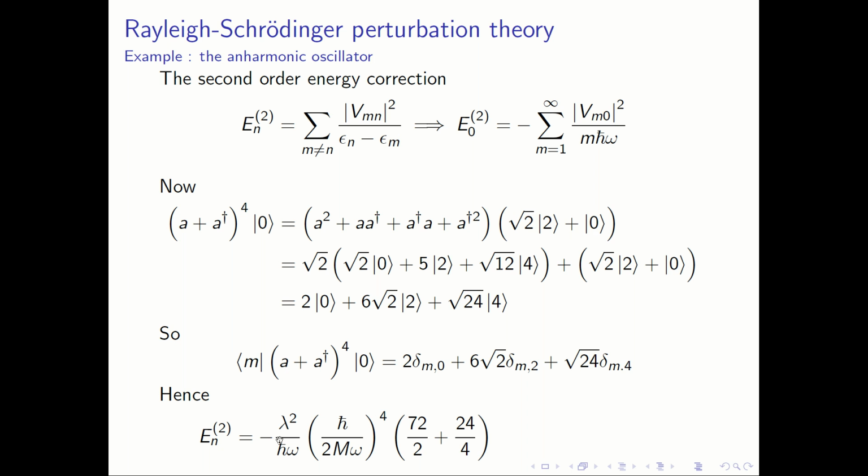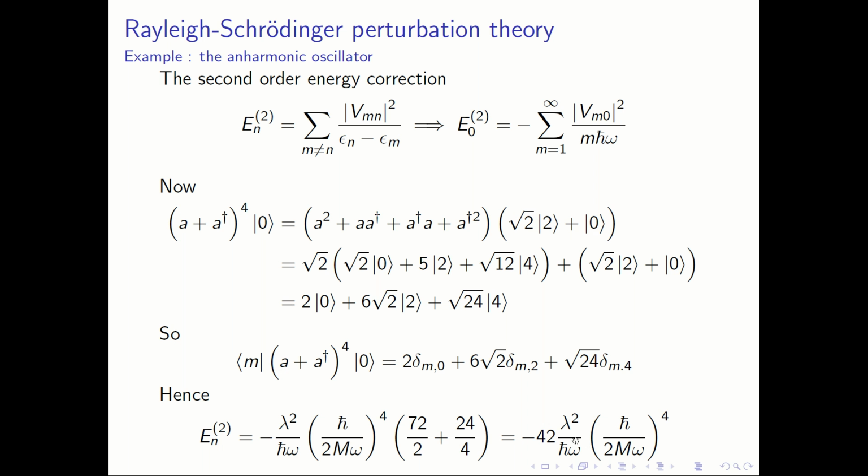This of course is the whole factor lambda into h cross by twice m omega whole squared, because you're squaring V m0, divided by the h cross omega sitting here with the minus sign and so on. But apart from that, the factor here is 72 by 2 plus 24 by 4, namely minus 42 times this factor.